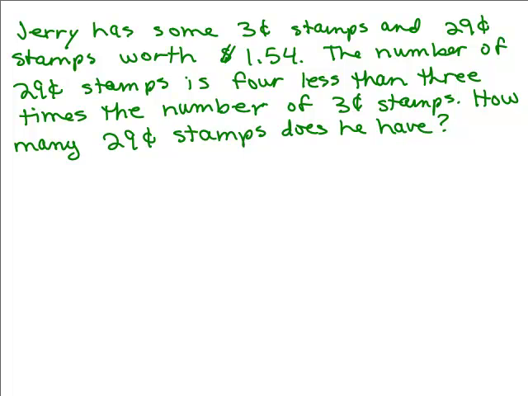So here's the problem. Jerry has some 3-cent stamps and 29-cent stamps worth $1.54. The number of 29-cent stamps is 4 less than 3 times the number of 3-cent stamps. How many 29-cent stamps does he have? Now, in this instance, we're only looking for how many 29-cent stamps he has, but if you look at the second sentence, the number of 29-cent stamps is 4 less than 3 times the number of 3-cent stamps. So we're going to have to define using variables both the 3-cent and the 29-cent stamps. So let's begin with a chart.